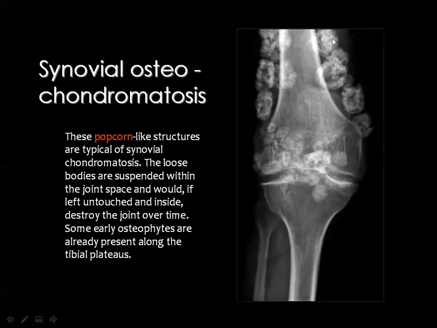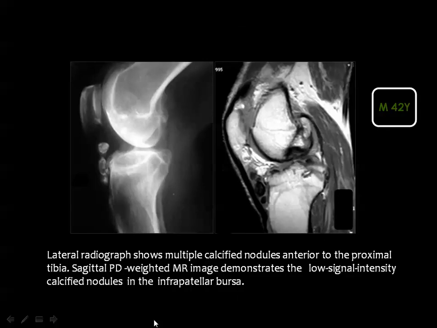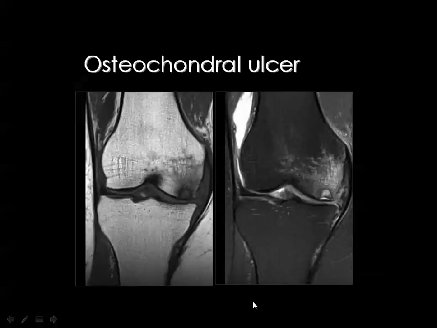This is the typical popcorn appearance of synovial osteochondromatosis of the knee joint by a plain X-ray. You can also diagnose this by MRI, knowing that loose bodies will appear of low signal in the T1 and T2 weighted image, unless they are large, then they will develop a bone marrow cavity and a cortex, as I have mentioned.